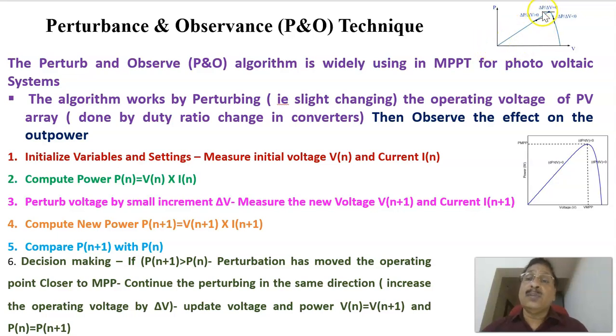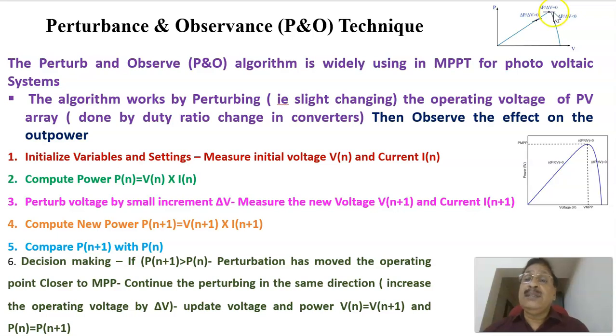Having a positive slope means that delta P divided by delta V is positive, or more than 0, towards the left side of the maximum power point. The slope, delta P divided by delta V, is negative towards the right side of the maximum power point. At the maximum power point, delta P by delta V equals 0.